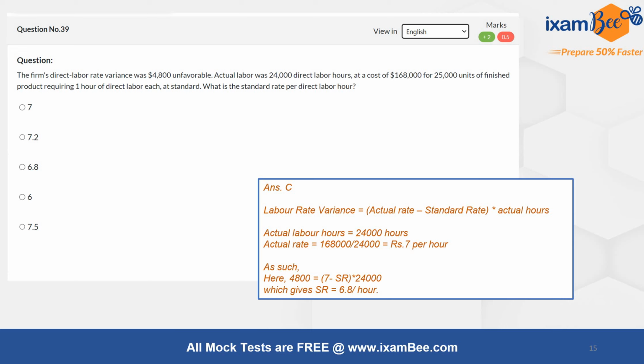Actual rate is ₹7. Now my variance is, I have put in this formula, the first line. If I put it in the formula, I know 4,800 should be equal to 7, which is the actual rate because my actual rate is more, minus the standard rate into the actual hours that have been put in, 24,000, which gives me the standard rate as 6.8 rupees per hour.